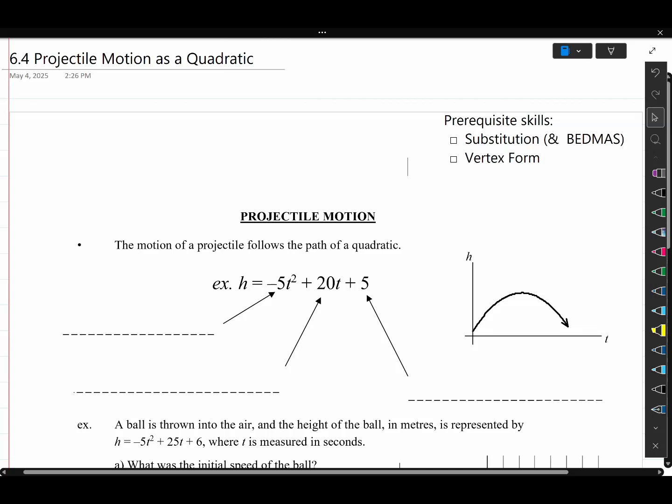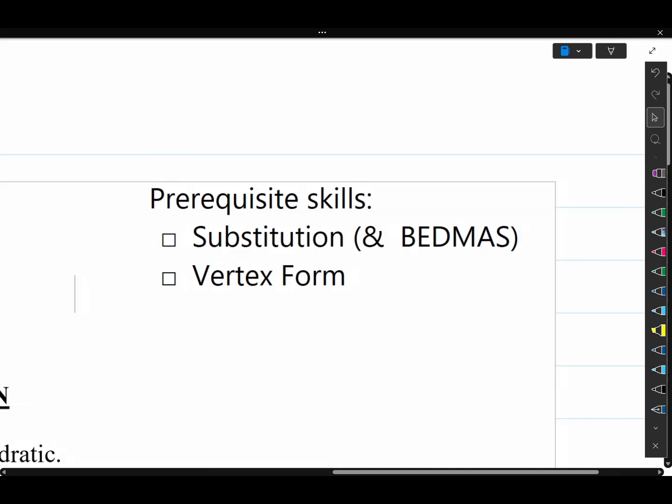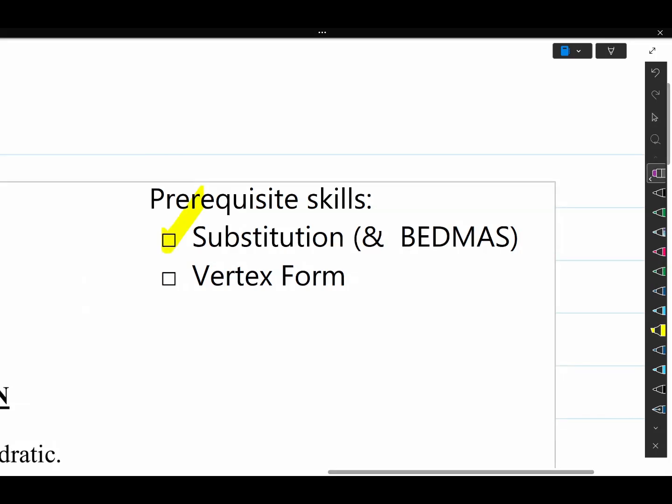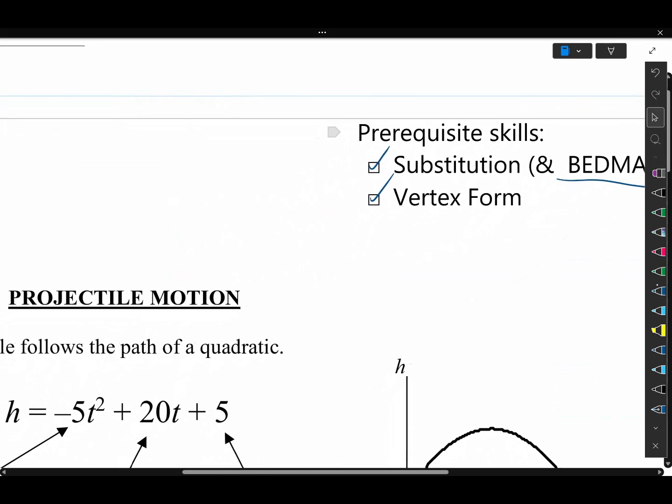Now, prerequisite skills, if you are working along with us, you need to make sure you're comfortable substituting in values for x. In this case, we might be calling x other letters, but that's okay. Substituting in values and using your BEDMAS to evaluate. And then you need to make sure you're comfortable with vertex form. That is finding a vertex from the vertex form equation.